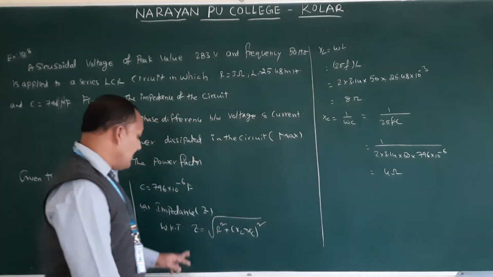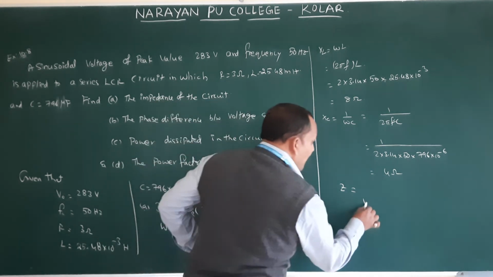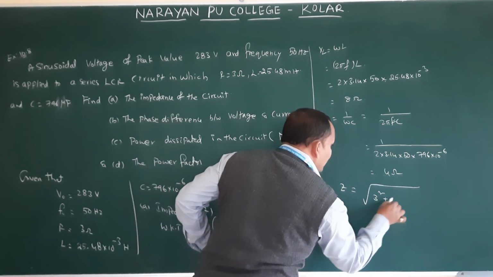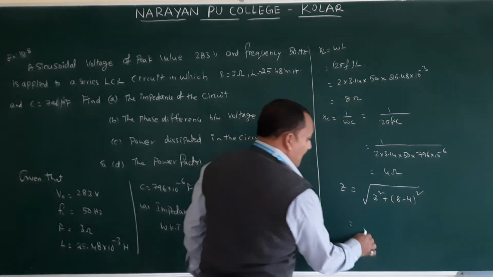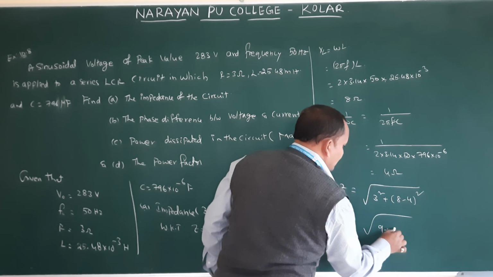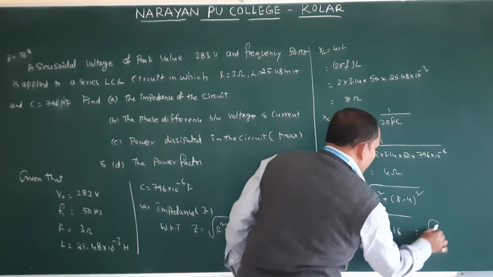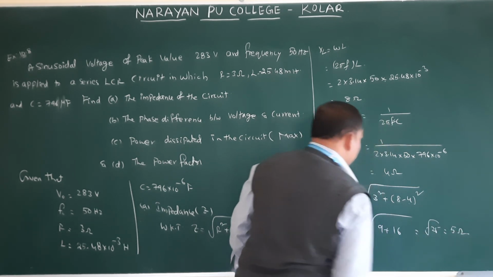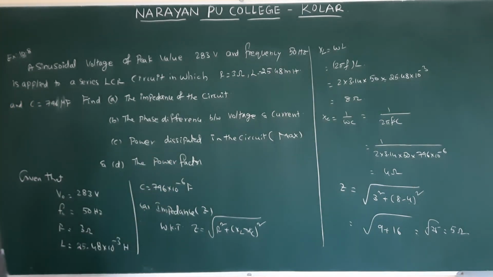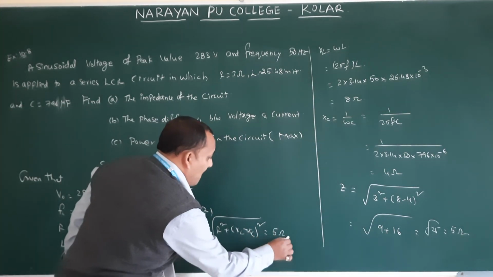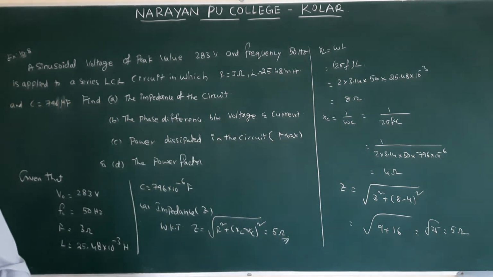Now we got XL and XC, we have to find Z. Z is equal to this formula, root of 3 square plus 8 minus 4 whole square. 9 plus 16, since 8 minus 4 is 4. That is nothing but root 25. That is the impedance value, 5 ohms. Impedance Z value we got is 5 ohms. So remember that; we are going to calculate the next part.